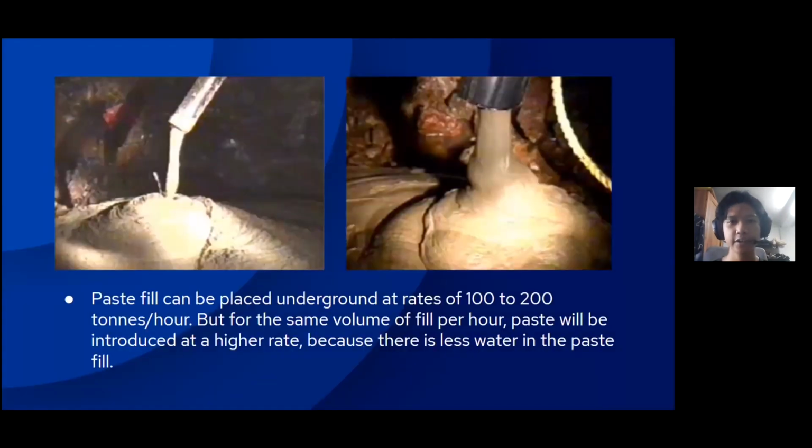Here are the photo examples. As we can see, it's a very toothpaste-like consistency, and the surface is like cement. So paste fill can be placed underground at rates of 100 to 200 tons per hour. But for the same volume of fill per hour, paste will be introduced at a higher rate because there is less water in the paste fill.